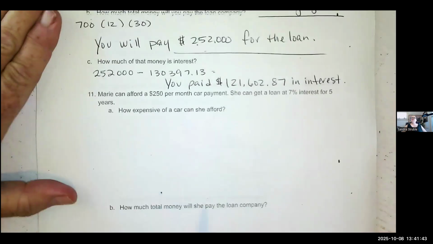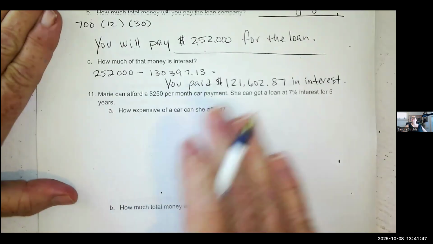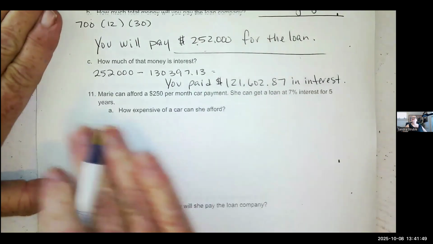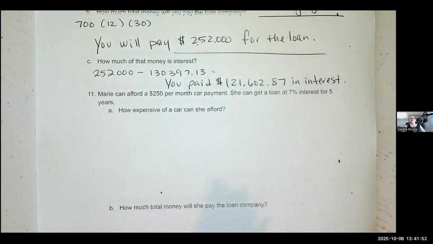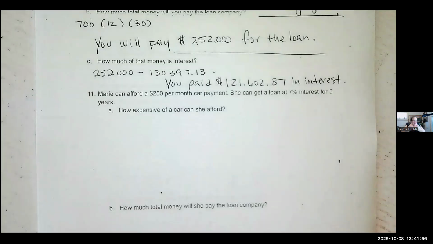I want you to do the next one. Marie can afford $250 for her car payment. She can get a loan at 7% interest for 5 years. Now, current car loans, they're doing 6 years, they're doing 7 years. And that's just more money in their pocket because it's all interest at that point. How expensive of a car can she afford? So you're solving for the loan amount. She might have saved money prior to it, but we're just looking at how much of a loan she can afford. All right, pause the video, attempt this one yourself, and then come back.